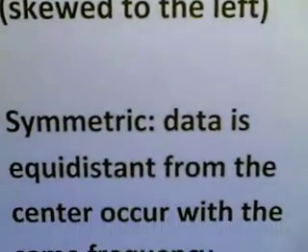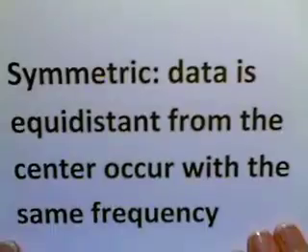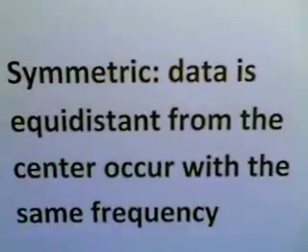If the data is symmetric, then it's equidistant from the center with the same frequency. So if the left has one bar, then the right has one from the center. And it gradually goes up until the center is where most of the data falls toward the center.